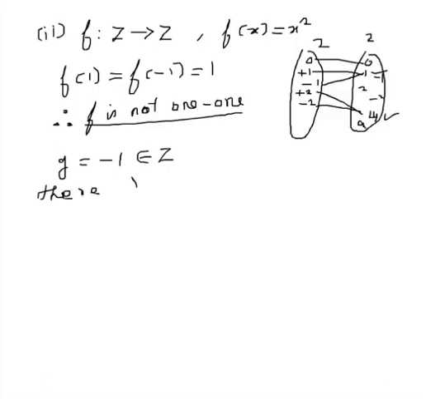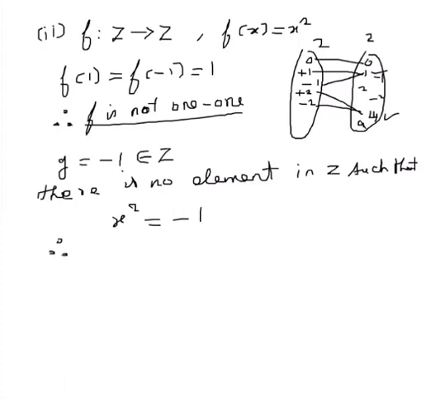There is no element in Z such that x square is equal to minus 1. Therefore, f is not onto. Or you can simply say minus 1 doesn't have a pre-image, therefore it is not an onto function.